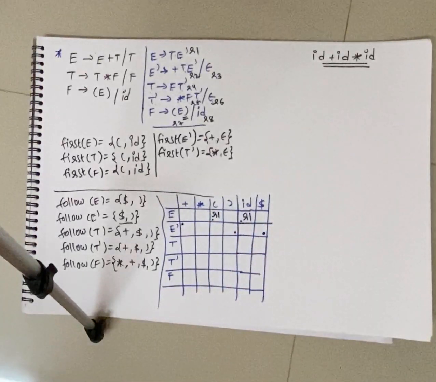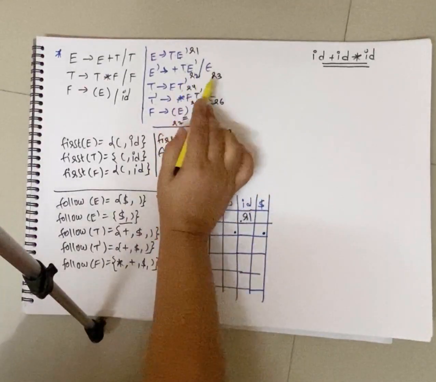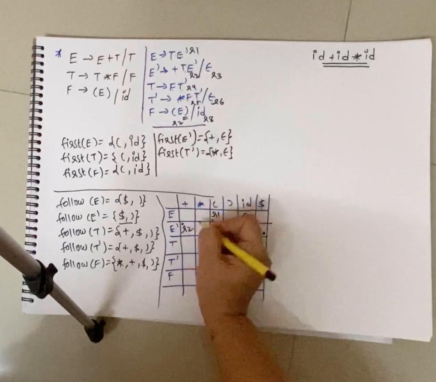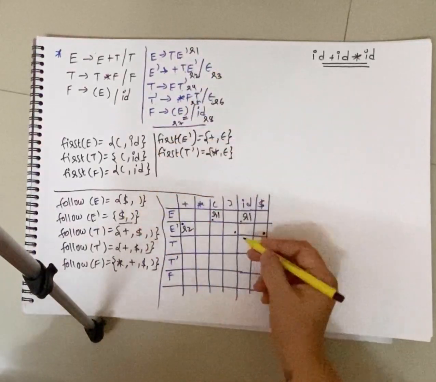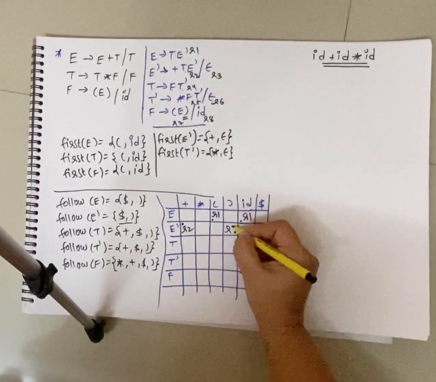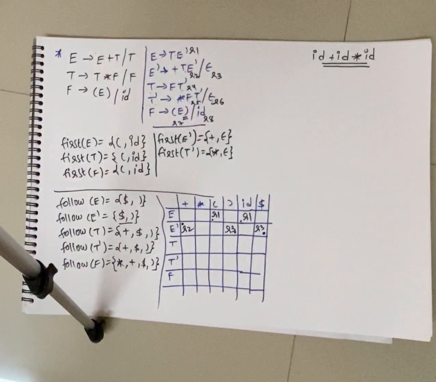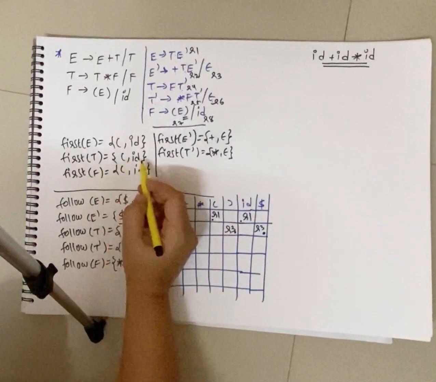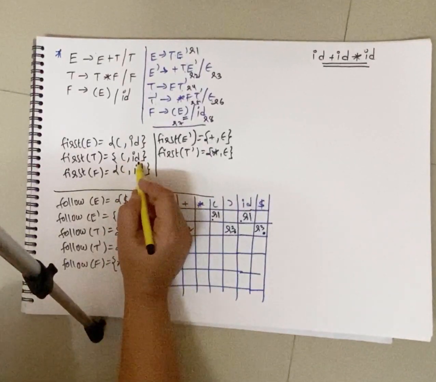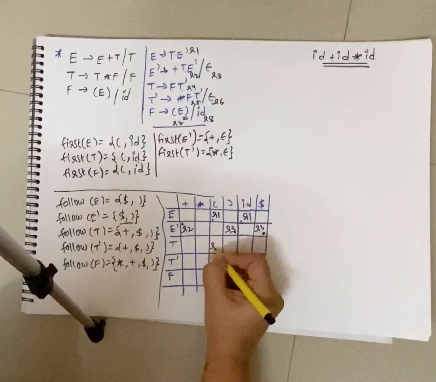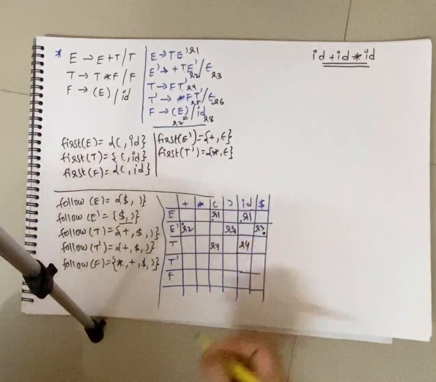So how many rules are derivable by E dash? R2, R3. R2 starts with plus, so it is going to be written here. R3 is epsilon, because of which two columns have been selected. So R3 is going to be written here and R3 is going to be written here as well. First of T, it is closing bracket and ID. So T is deriving how many rules? Only one, R4. So R4 is here, R4 is here.